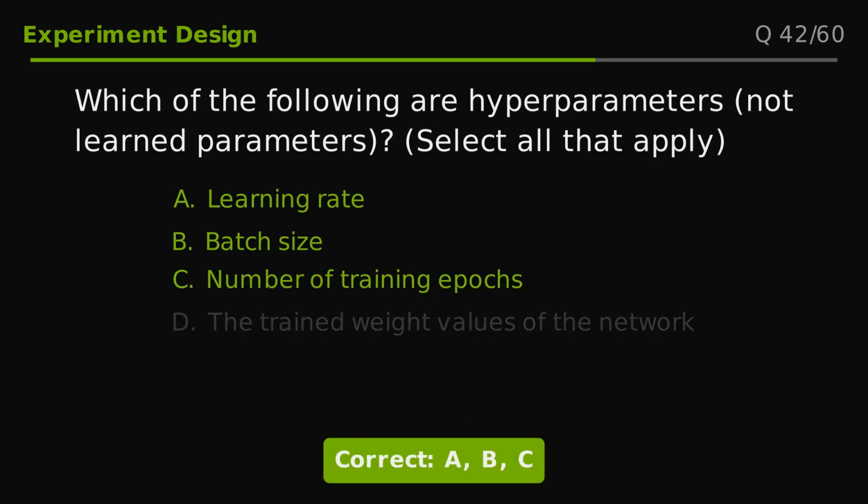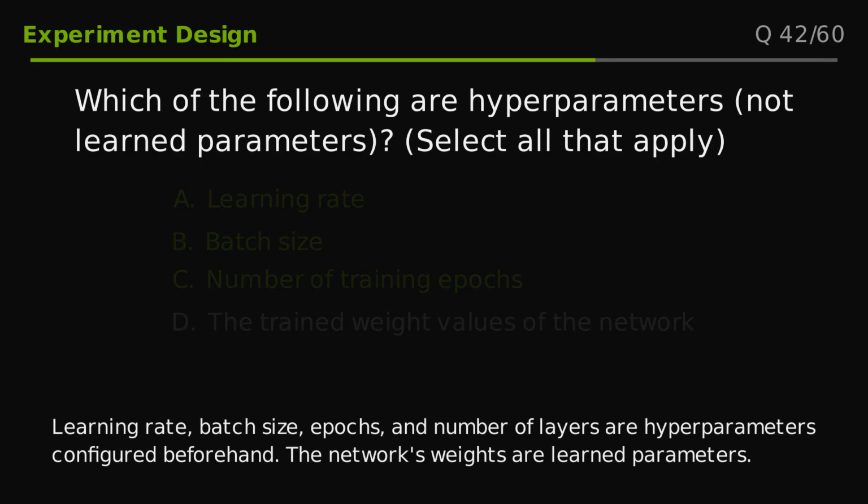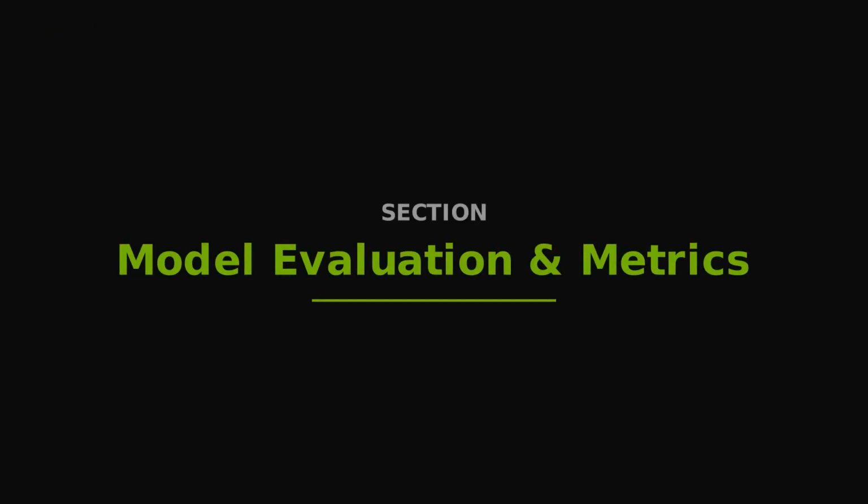The correct answers are 1, 2, and 3. Learning rate, batch size, epochs, and number of layers are hyperparameters configured beforehand. The network's weights are learned parameters. Next section, model evaluation and metrics.